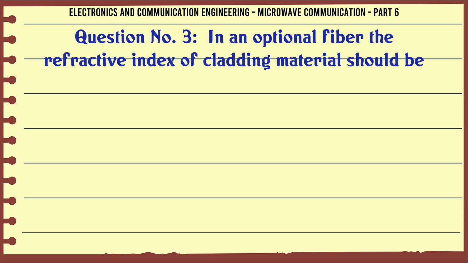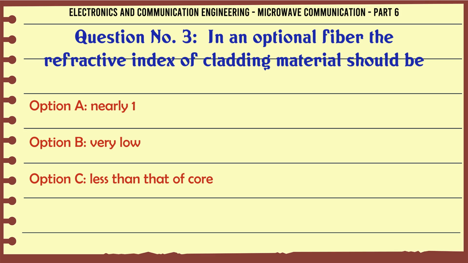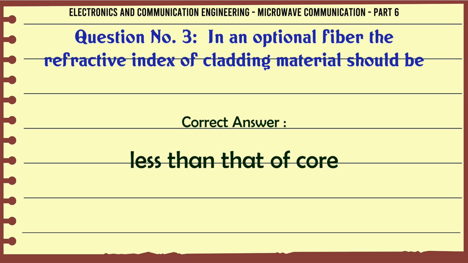In an optical fiber, the refractive index of cladding material should be A. Nearly 1. B. Very low. C. Less than that of core. D. More than that of core. The correct answer is less than that of core.